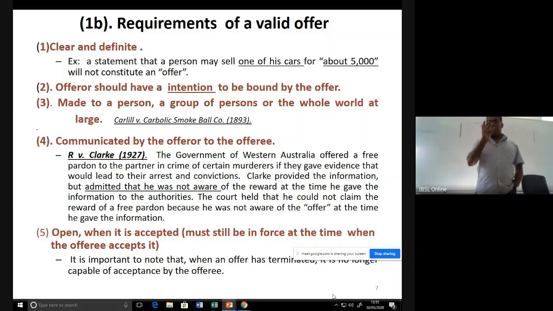Now think about the promises that you make every day. All these promises you don't make with serious intention. Sometimes you promise your friend, okay, I'll come to see you today at 6 o'clock. You promise. That's a promise.